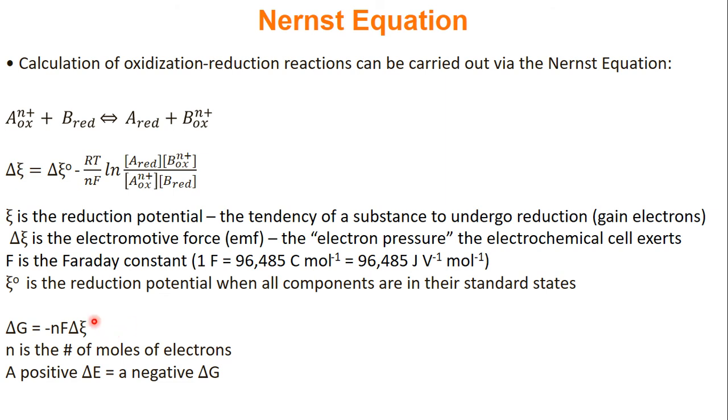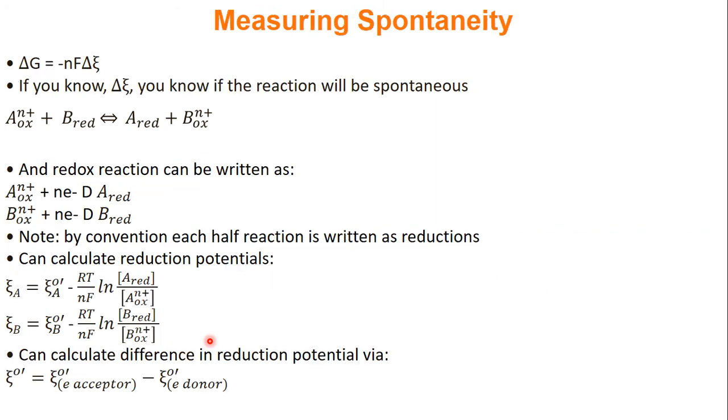Delta G equals minus nF delta E. If you look at this equation, you'll notice if you get a positive electromotive force, you get a negative delta G, or that reaction is spontaneous. While if you get a negative delta E, that is not spontaneous. So if you know delta E, you know the reaction will be spontaneous based on its connection to delta G.